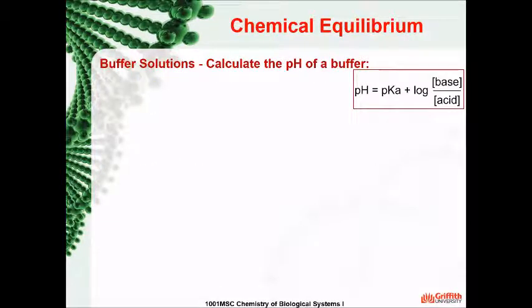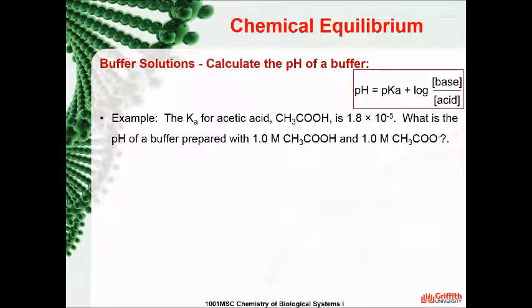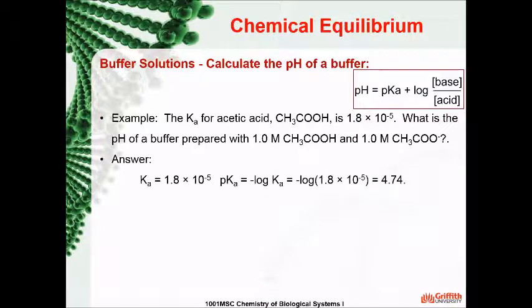Let's look at an example. The Ka for acetic acid is 1.8 times 10 to the negative 5. What is the pH of a buffer prepared with 1 molar acetic acid and 1 molar sodium acetate? The first task to solve this question is to determine the acid and the conjugate base. Then you have the value of Ka, but we need to calculate the pKa to use it in the Henderson-Hasselbalch equation. The Ka is 1.8 times 10 to the negative 5.